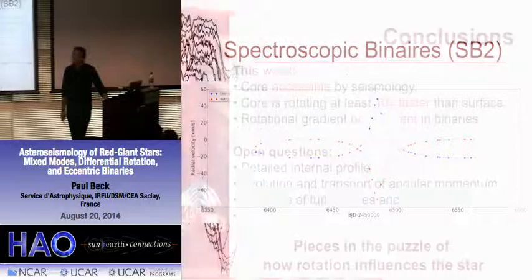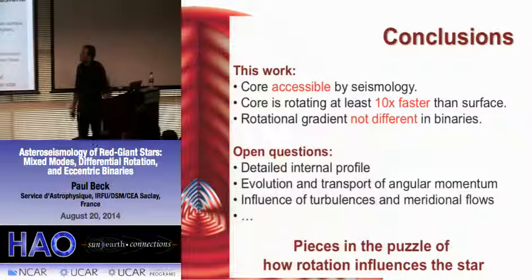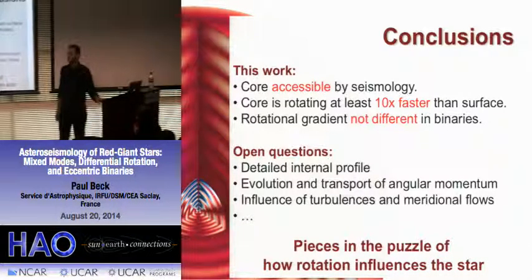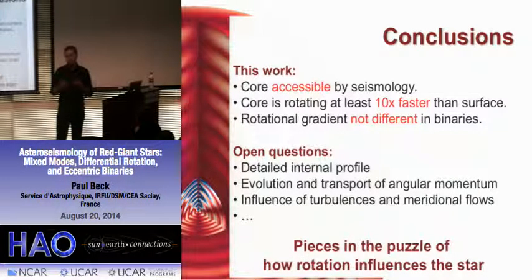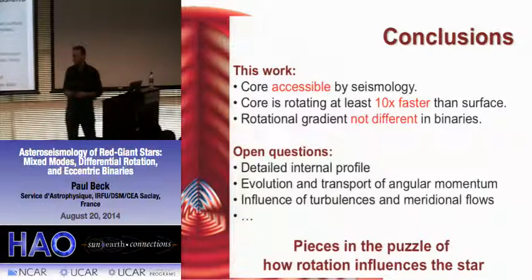Good, yeah, so this was just to conclude. Yes, we can reach the core, and yes, it's rotating faster than the surface. We also saw that the rotational gradient in binaries, or at least those we have investigated, is not different to single field stars. And those results open many more questions than they answered, like what is the detailed internal rotational profile? Then what is the evolution of angular momentum transport, and how do the turbulences and flows influence the evolution? And you can add your favorite item down here. And all those are pieces which will hopefully help us to understand the puzzle of rotation in stars in many different evolutionary stages. And I thank you for your attention, and I'm happy for discussion.